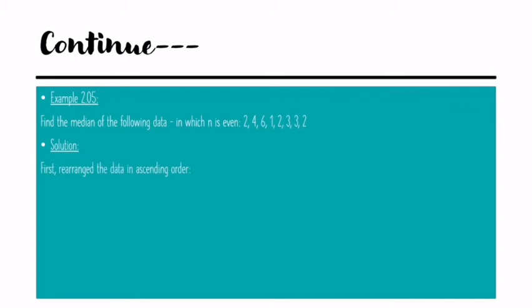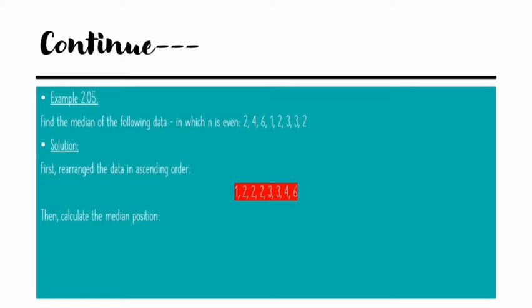Now let's continue. You have Example 2.05. In this case, n is even. Find the median of the following data in which n is even. So you have 2, 4, 6, 1, 2, 3, 3, 2. This data is not in proper arrangement, so you have to rearrange the data. Solution. First, rearrange the data in ascending order. So you get 1, 2, 2, 2, 3, 3, 4, 6.